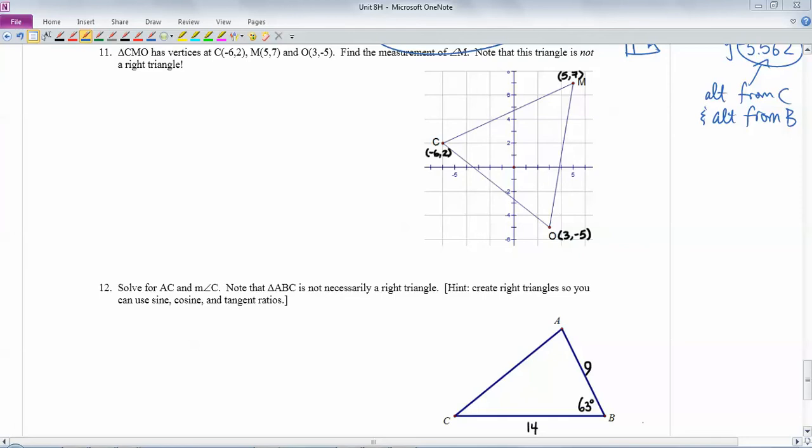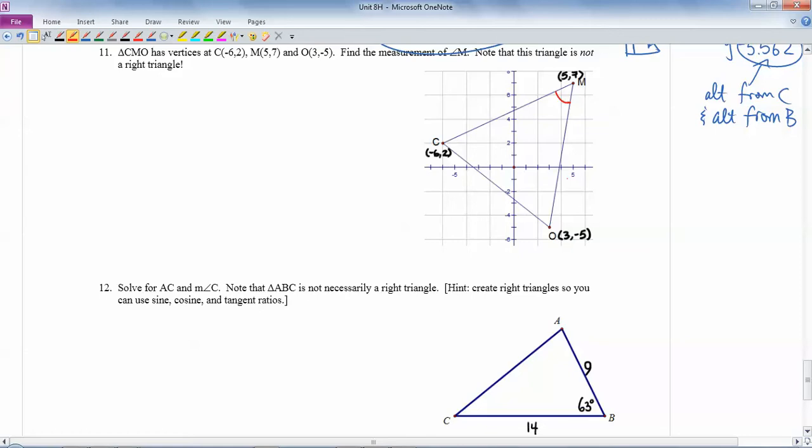Okay, so this video covers the last two problems from the Unit 8H handout, which was the intro to trig stuff. In number 11, we've got triangle CMO, and it's got these three vertices, and the goal is to find the angle right here. Find the angle M. Now, the problem is I can't use trig on this triangle because I don't know if it's a right triangle, and it doesn't look like one, so you can't use trig on non-right triangles.